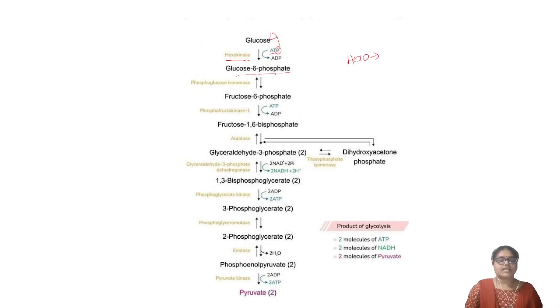Glucose is converted to glucose 6-phosphate, and from glucose 6-phosphate, fructose 6-phosphate is formed. Glucose is converted to glucose 6-phosphate in the presence of the enzyme hexokinase. 1 ATP is utilized here. From glucose 6-phosphate, fructose 6-phosphate is formed. The first reaction is an irreversible step, the second is a reversible step. From fructose 6-phosphate, by the addition of another molecule of ATP, fructose 1,6-bisphosphate is formed.